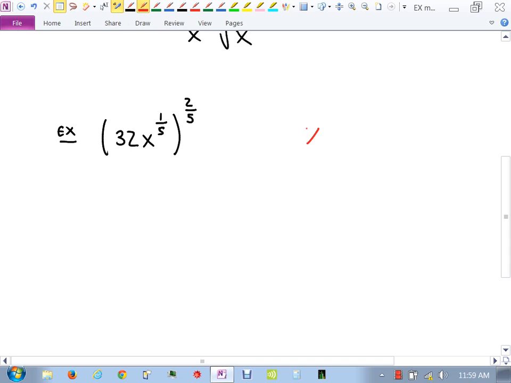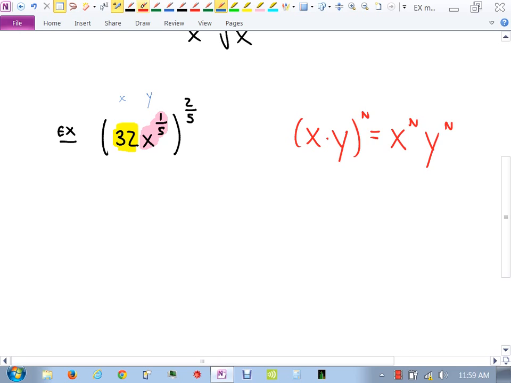So here's a property that I'm going to use. I actually didn't write this property down, so it might be good to write it. The property is that when you have two things that multiply together, x times y, and you're raising the whole thing to a power, that power goes to both the x and the y. So in my problem, I want you to look at the 32 as kind of like the x, and the x to the 1/5 as the y. So I have to raise both the 32 to the 2/5, and I have to raise the x to the 1/5 to the 2/5. Do y'all see that?